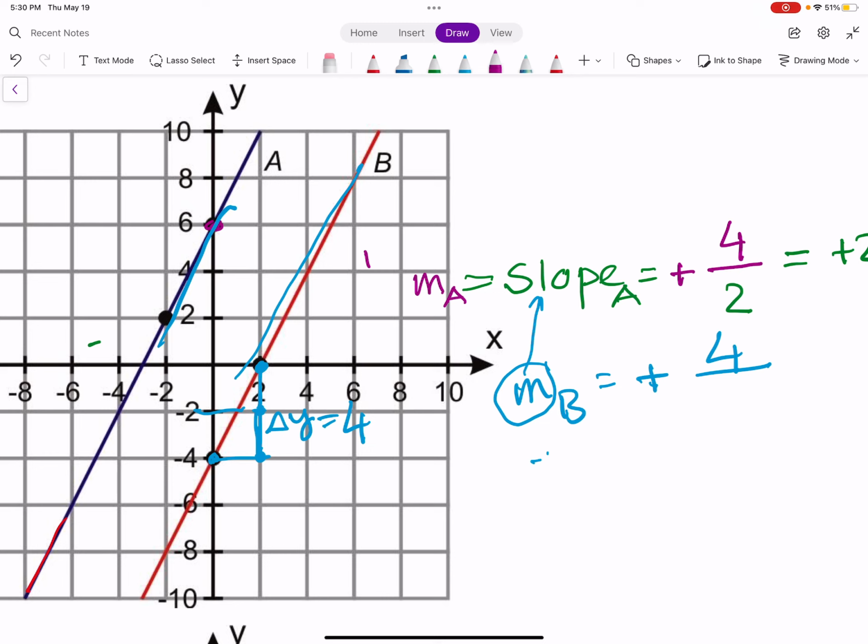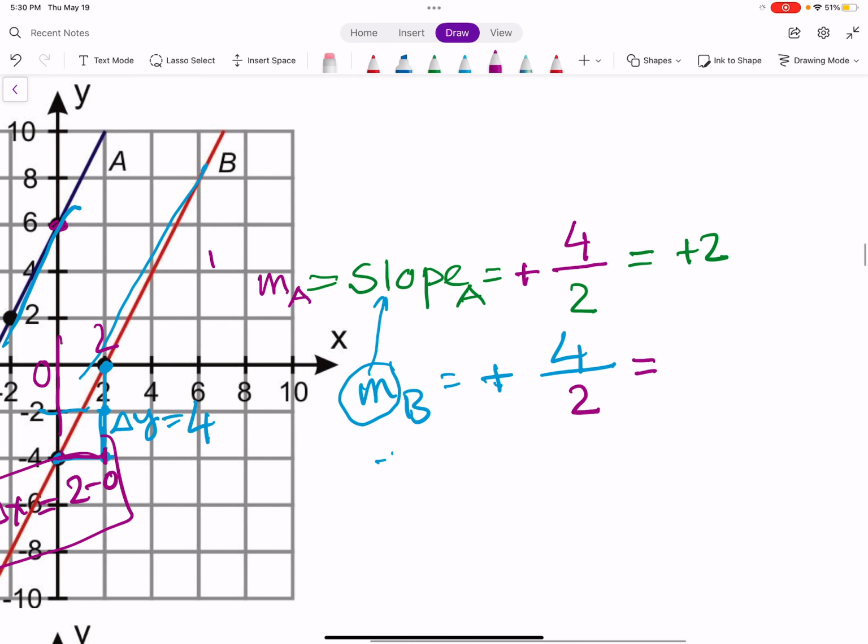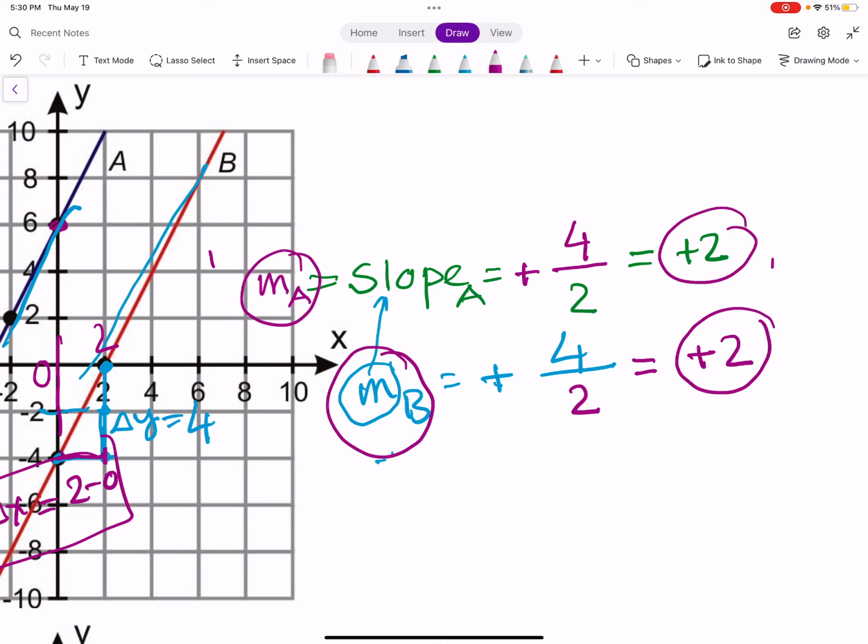And then we go for x. How much? This is 0, 2, so 2 minus 0. That's our change in x. It's always good to think mathematically, right? You guys are smart. So how much? Positive 2. So what do you see? This one and this one are both positive 2. So same, right? You can say m of A equals m of B.